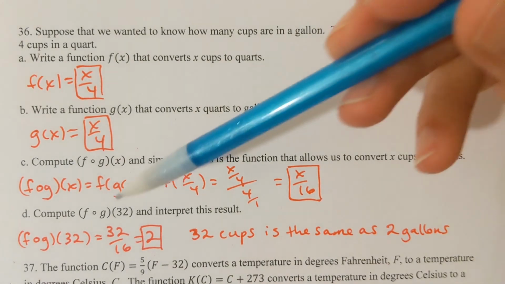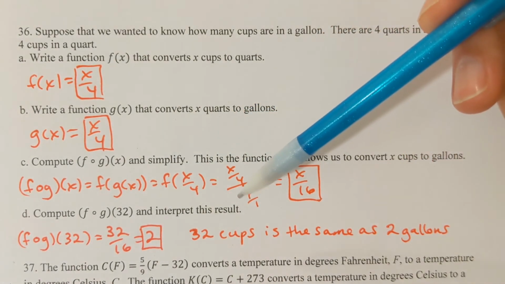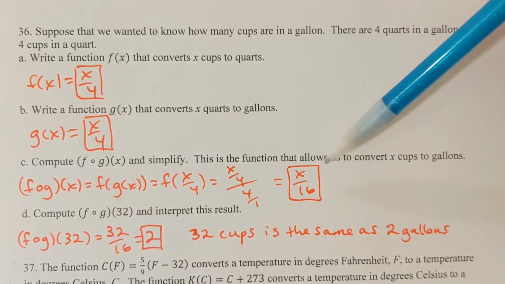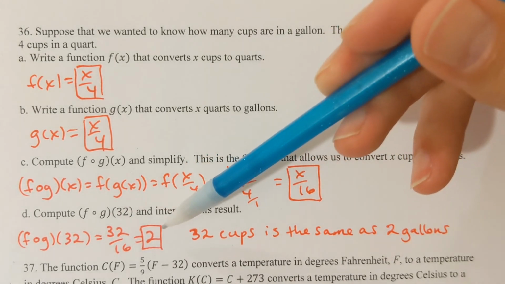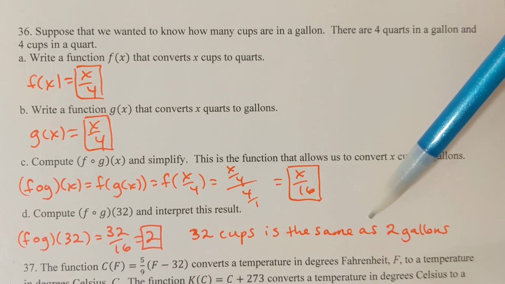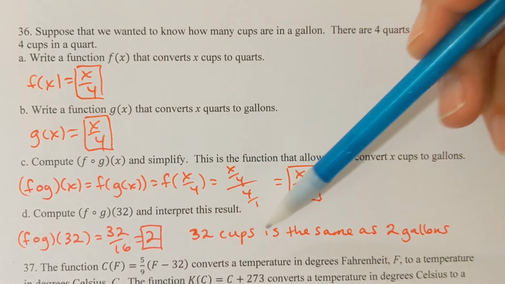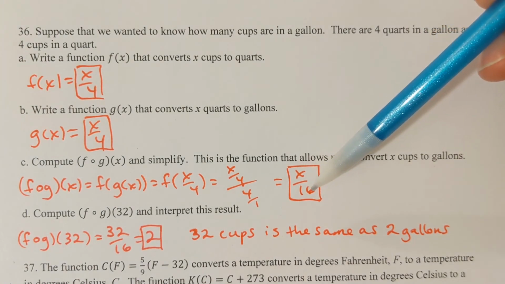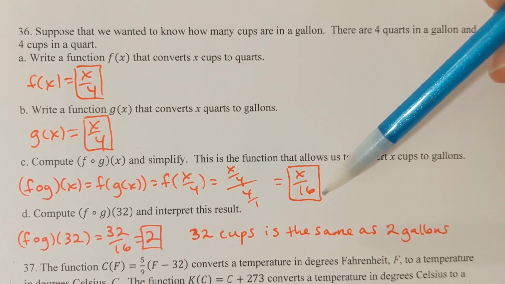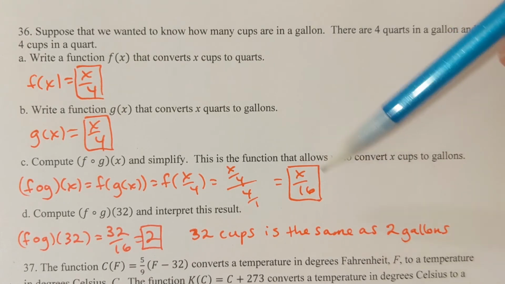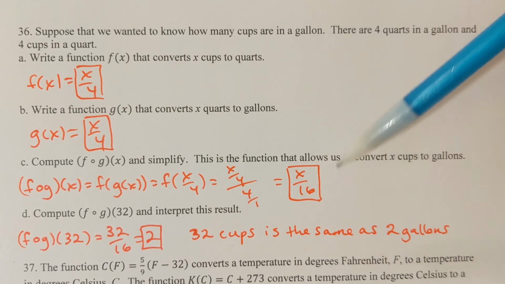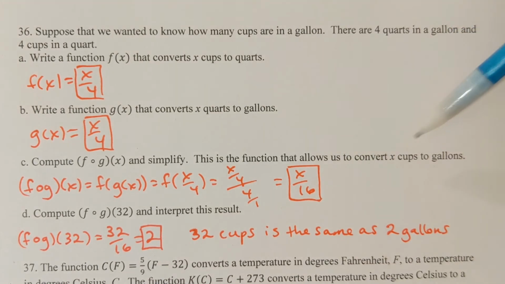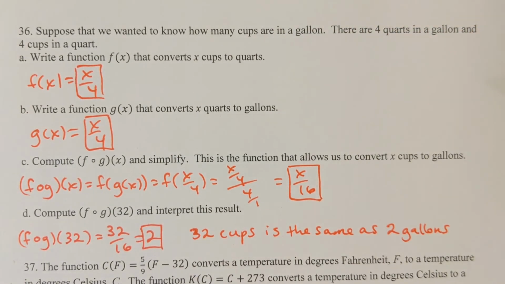Part D, compute f composed g of 32 and interpret this result. Well, if x is 32, 32 over 16 is 2, and we would interpret that as there are 32 cups in 2 gallons. And I could know how many cups are in a gallon from this formula. If I had x cups, I could know how many gallons that is. Again, just an application of function composition there.